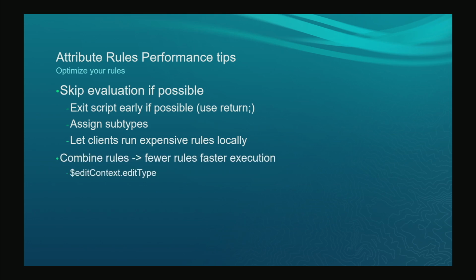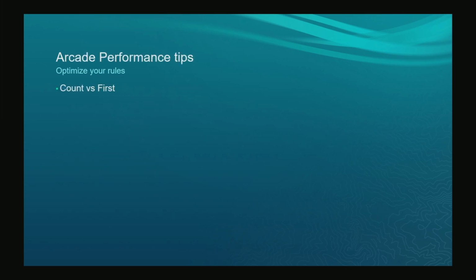Combining rules. We always say that every time we instantiate an Arcade engine, there is a cost associated with that. So if you combine your rules into fewer rules, we have fewer Arcade engines to worry about. We work with fewer instances, and as a result, it's faster. Plus, the bloat of the data definition of the class becomes less, the overhead, let's say. And you can use edit type. In every rule, you can know if you're inserting, updating, or deleting, which is interesting.